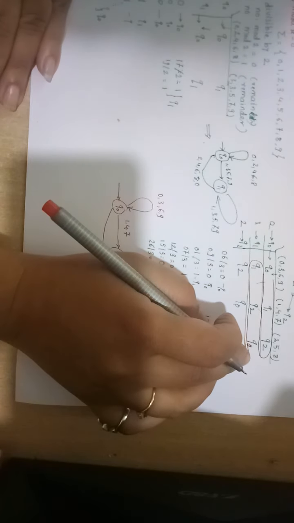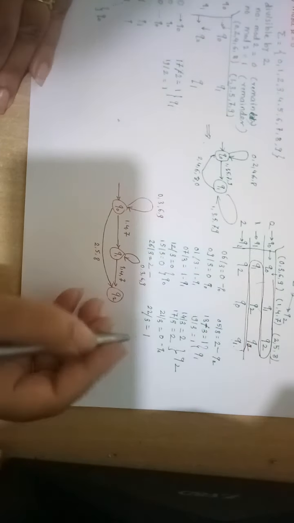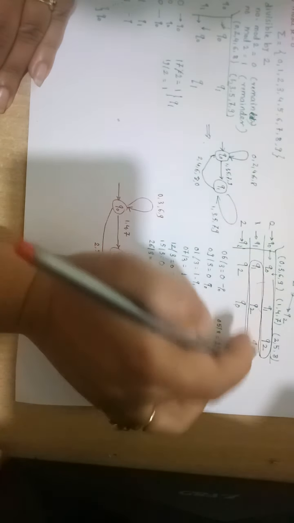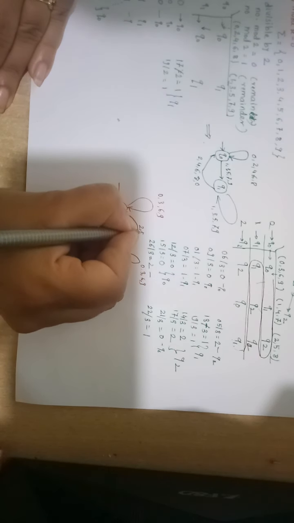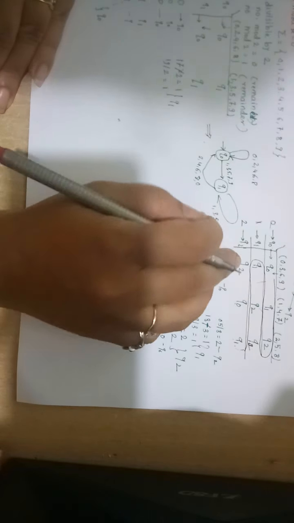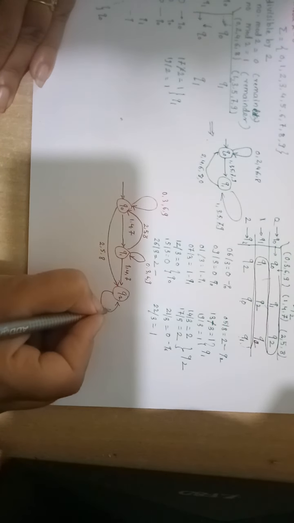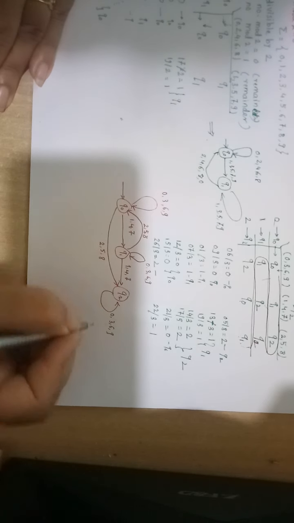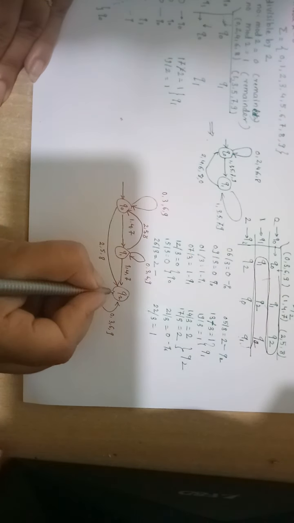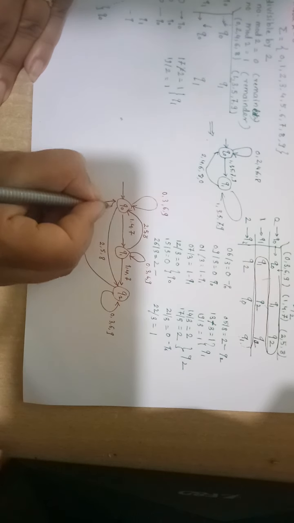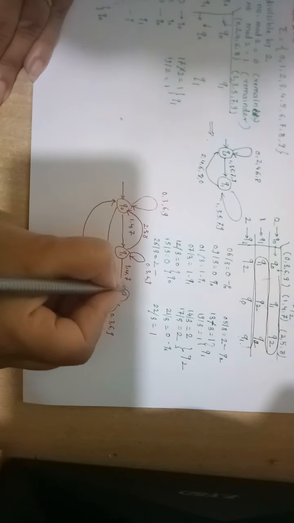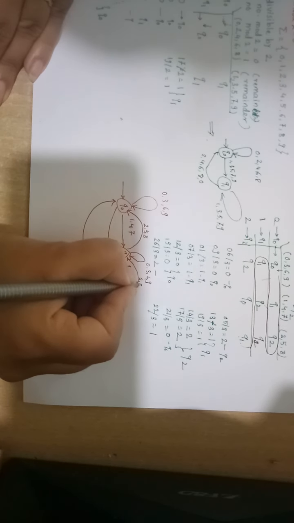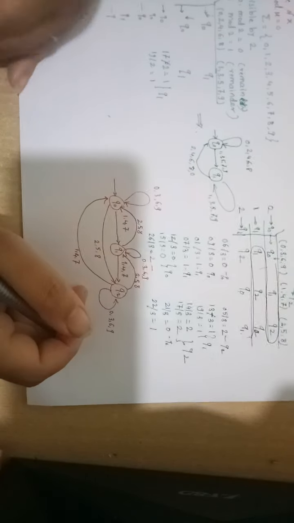Again Q1 to Q2 is equal to 1 4 7. Again Q1 to Q0 is 2 5 8. Again Q2 to Q2 is equal to 0 3 6 9. Again Q2 to Q0 is equal to 1 4 7. Again Q2 to Q1 is equal to 2 5 8. This is your transition diagram.